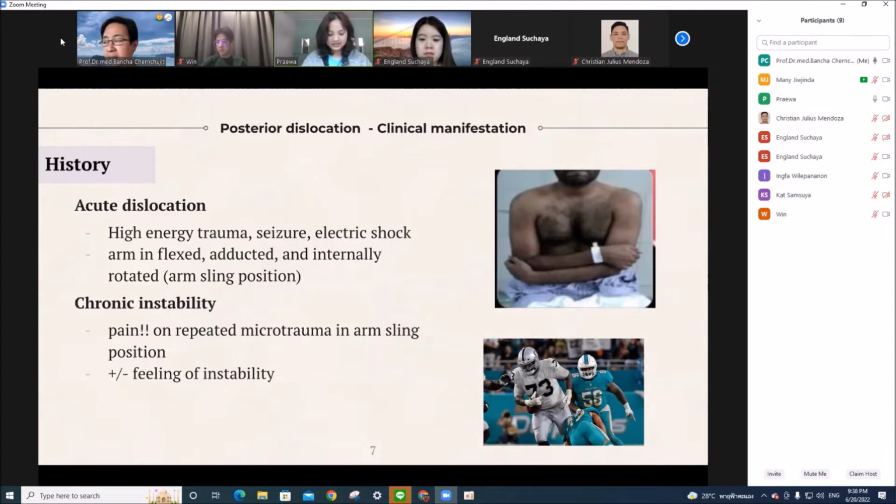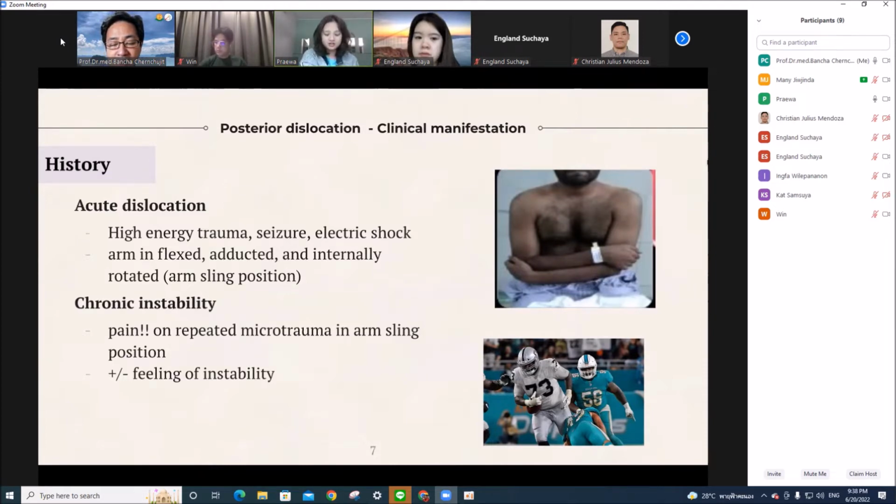So it's commonly missed because the deformity is not obvious. Comparing to the anterior dislocation, you can see obviously the shoulder is deformed, right? You can see the gap. You can see that the shoulder is deformed. But with the posterior dislocation, look at the picture. Can you see any deformity? No? Yeah, it's not obvious, right?